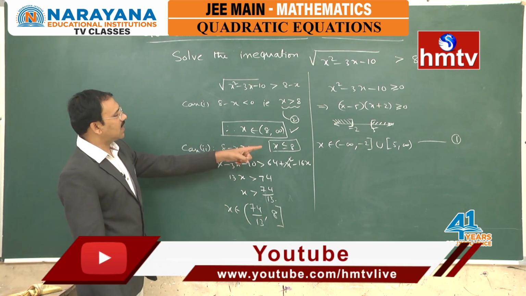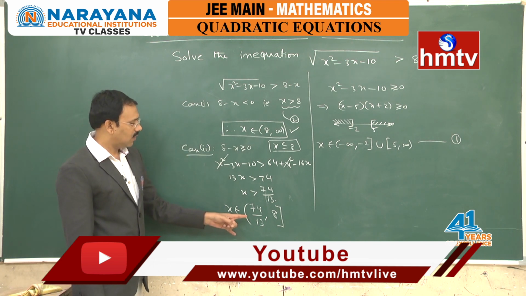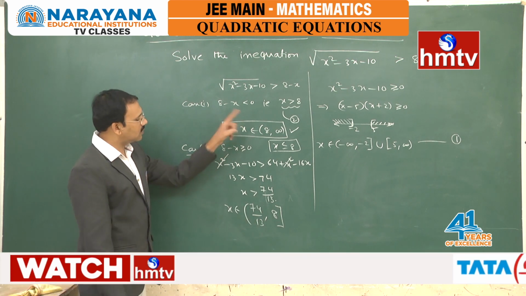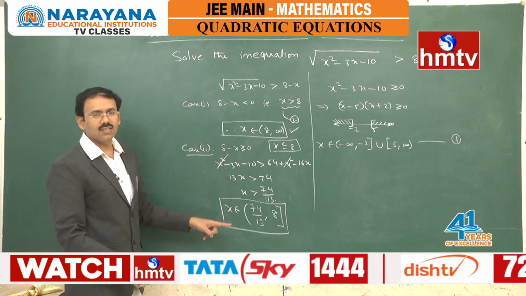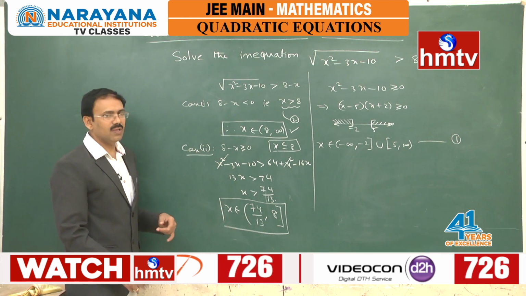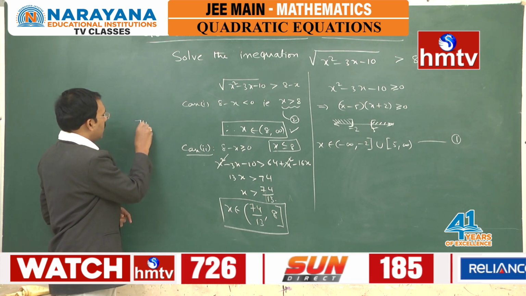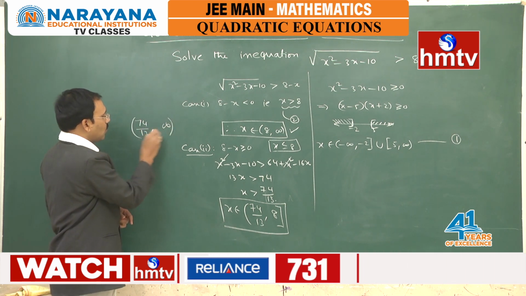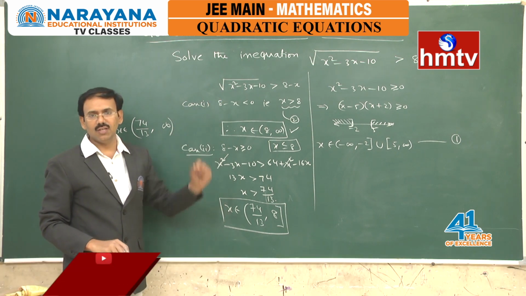So, in this case we got open 8 to infinity, and here open 74 by 13 to 8. Both will give us the solution set, this as well as this. Therefore, the combination of these two is going to be the final solution, which is 74 by 13 to infinity. That is going to be the final solution set of this inequation.